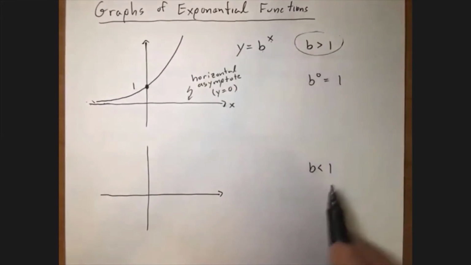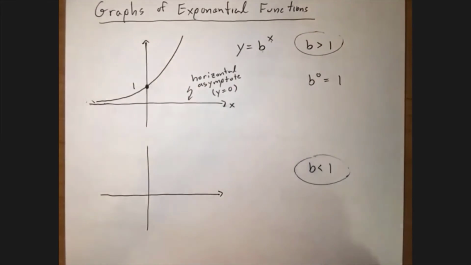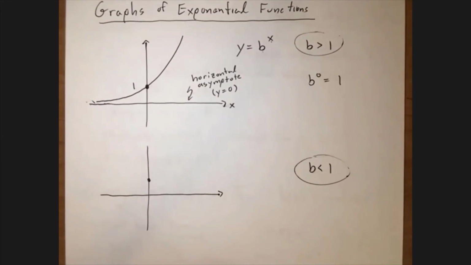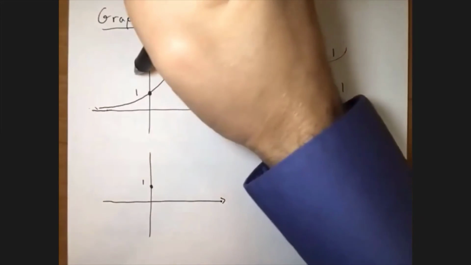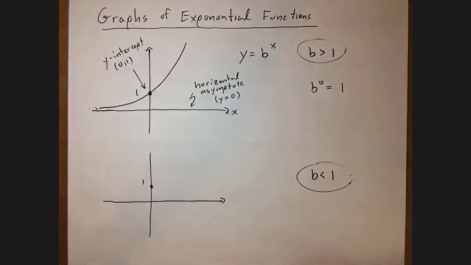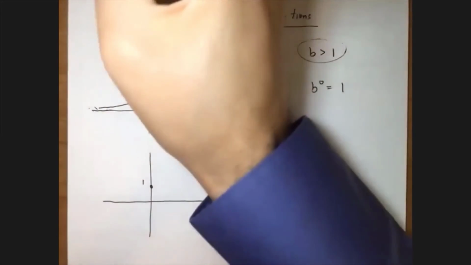So when b is less than 1, we know it still has to go through (0, 1). Its y-intercept is always (0, 1). In fact, maybe I should put that down, since we've talked about y-intercepts before. That's the y-intercept, (0, 1).